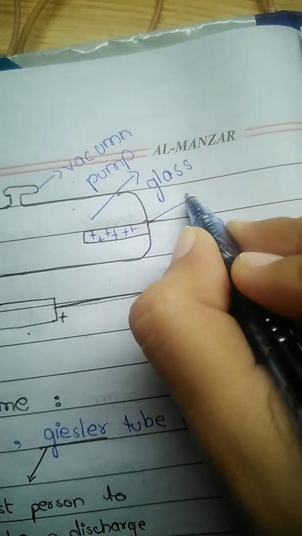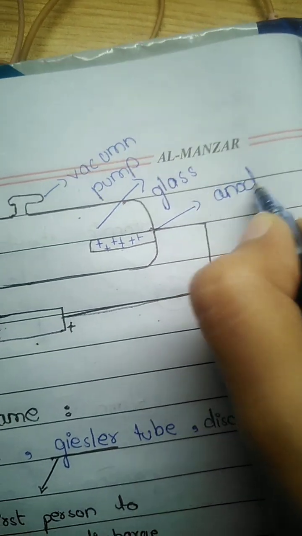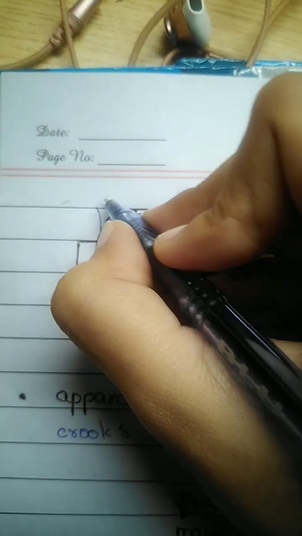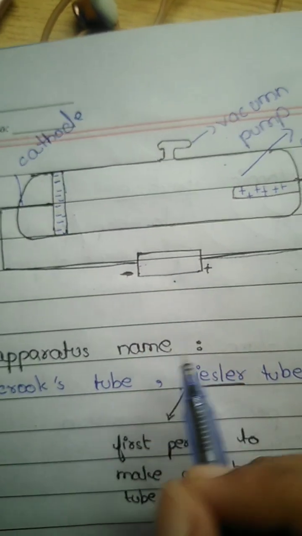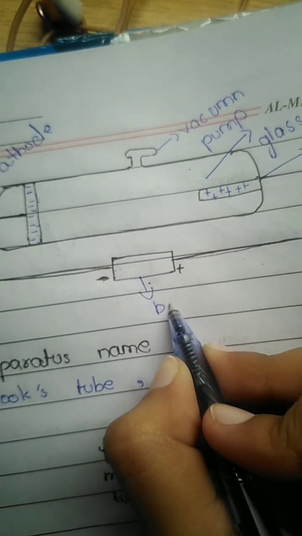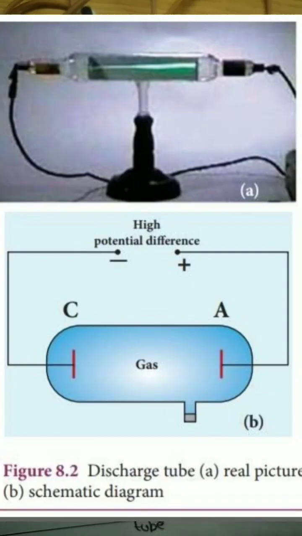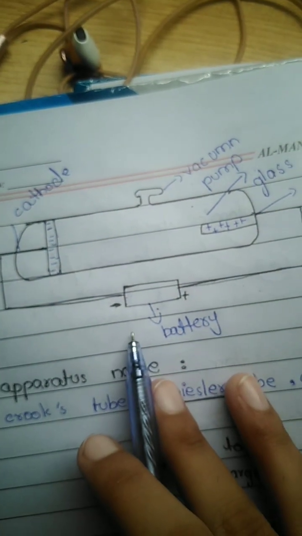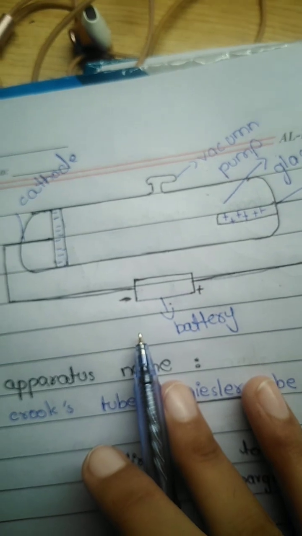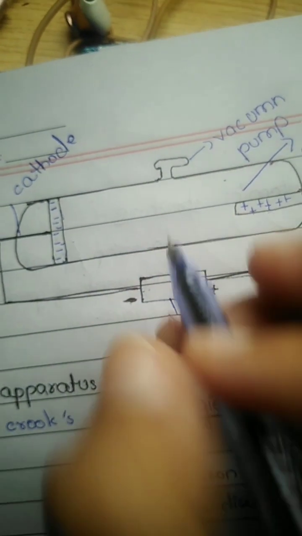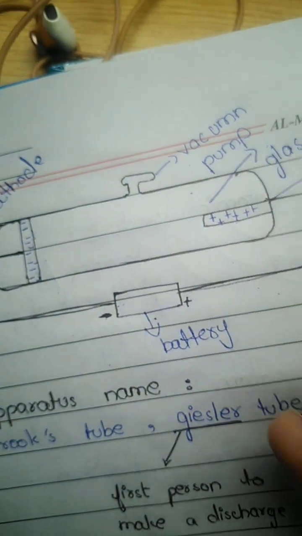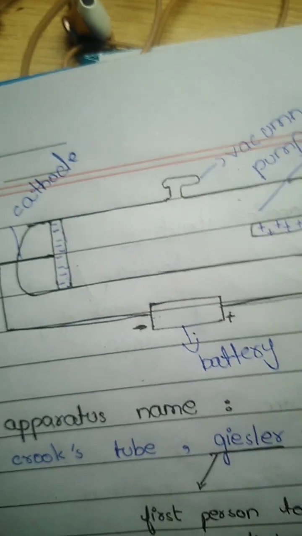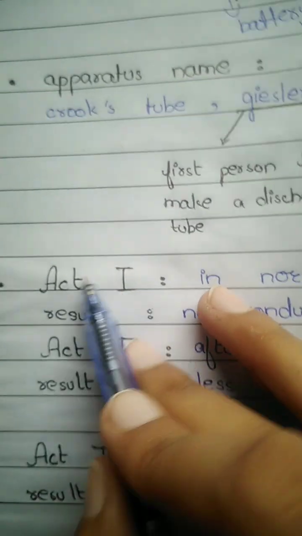This terminal is known as anode, and this terminal is known as cathode. So, this is a battery. Let me just write it. It's a battery. This is the basic structure of a discharge tube. Now, let's talk about the passage of the current. Suppose there is high density or high pressure here, what will happen? We're going to talk about that in Act 1.